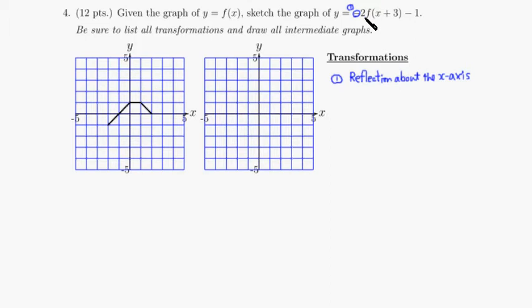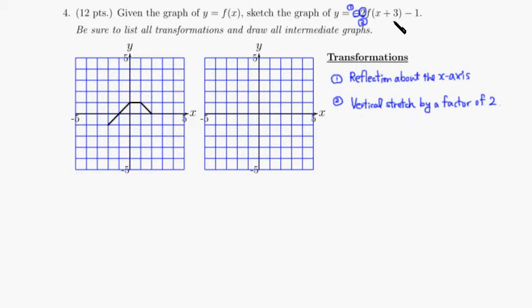The second one is a multiplication by 2. I'm going to call this number 2. The second transformation is a vertical stretch, so it's going to stretch vertically by a factor of 2, because everything gets multiplied by 2.